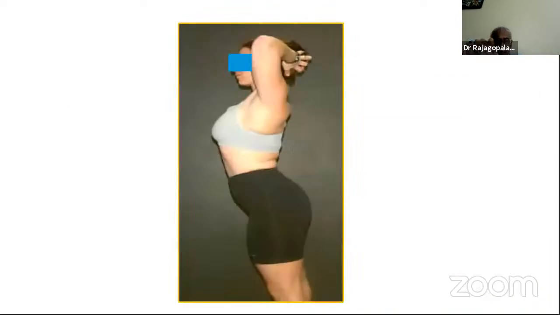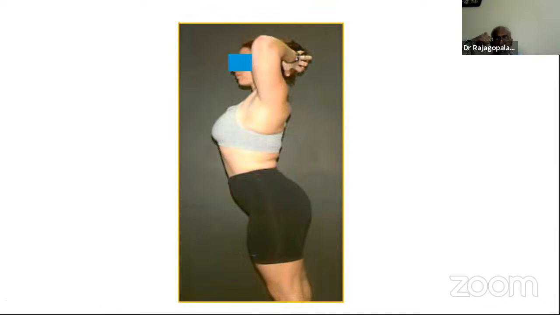But if you see a patient from the side like this, where the instability is more or in a high-grade slip, you can see a hyperlordosis. You can see that the spine is entirely lordotic, hyperlordosis. The body has gone to the front. So that is one of the things that you can see.